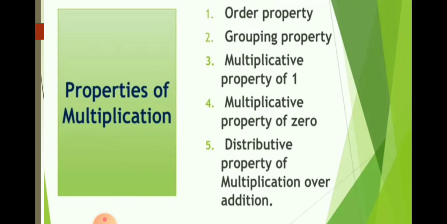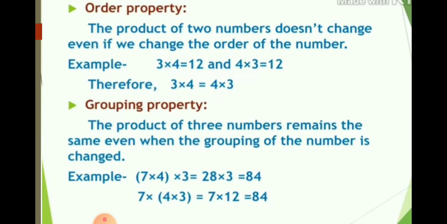Now let us have a look at the properties of multiplication. Order property, grouping property, multiplicative property of 1, multiplicative property of 0, distributive property of multiplication over addition. Now students, what is order property? The product of two numbers doesn't change even if we change the order of the numbers. You can see it with the help of example.